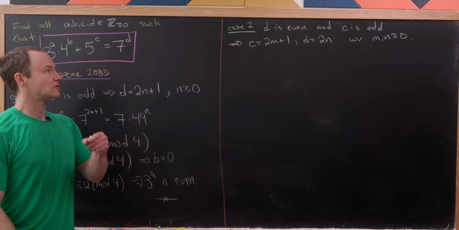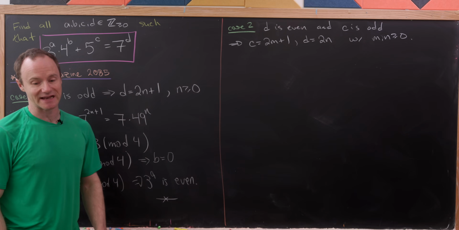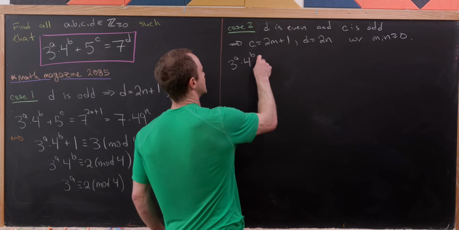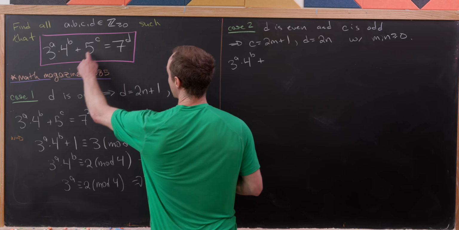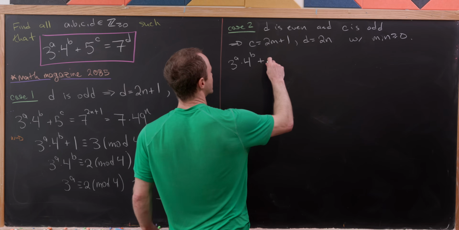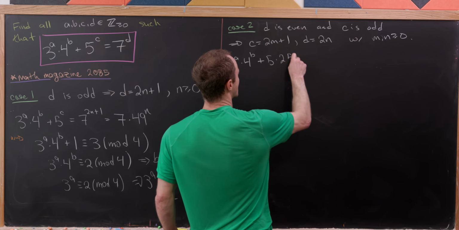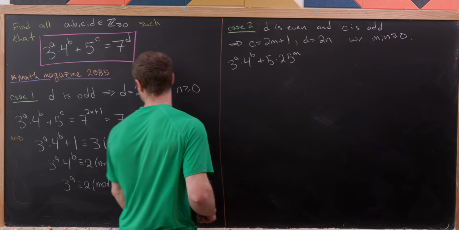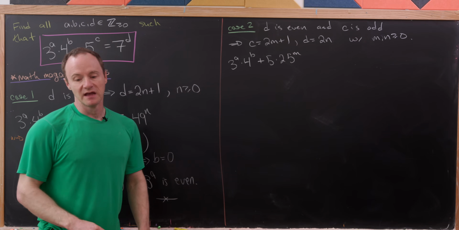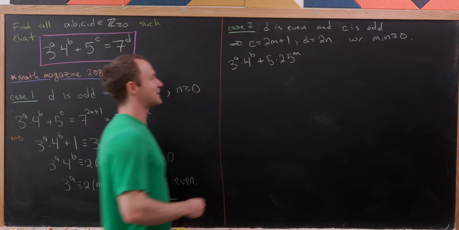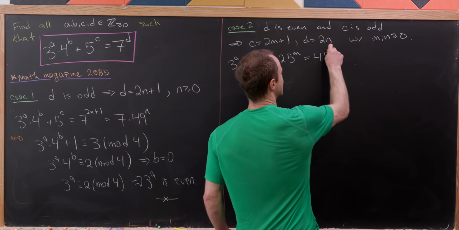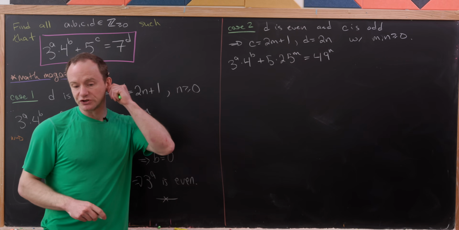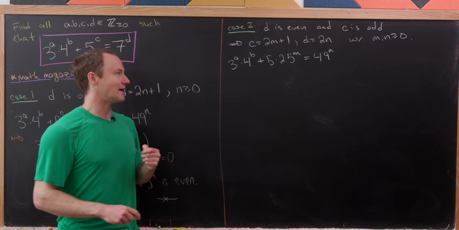Okay, cool. And now let's plug in those versions of c and d into our equation. That's going to give us 3^a times 4^b plus 5^c, but I think we can pretty quickly write that as 5 times 25^m, using a similar simplification like we did with the 7^(2n+1). And then 7^d is going to be equal to 49^n. Something like that. And now what we'll do is reduce this mod 3. And you might say, well, why mod 3?